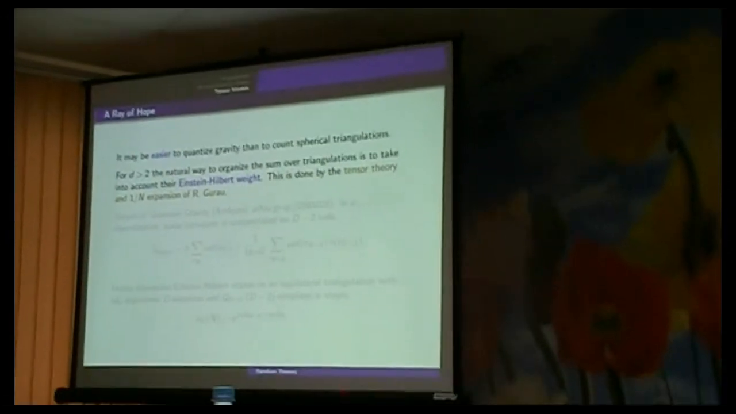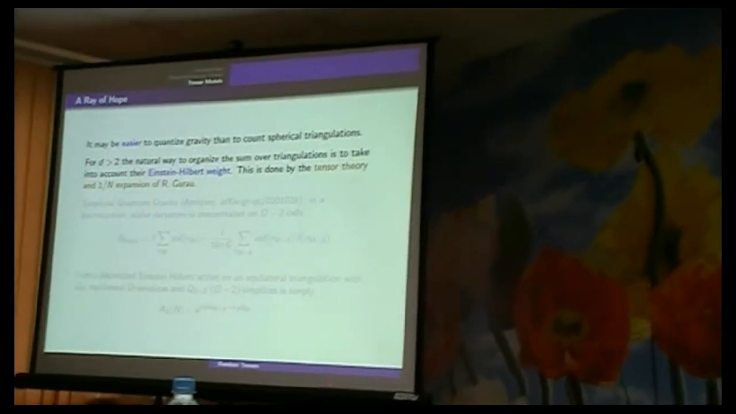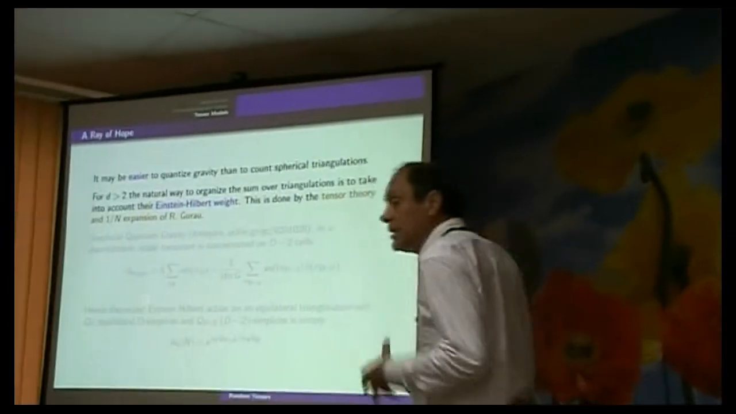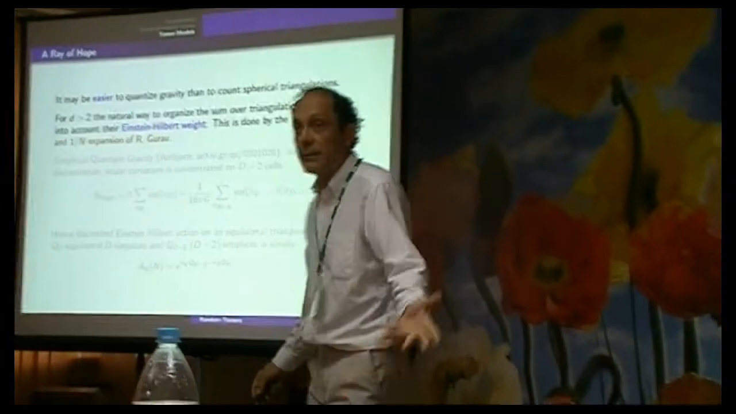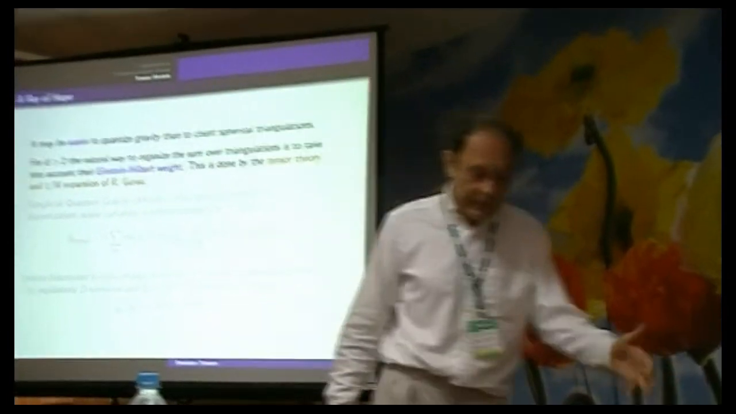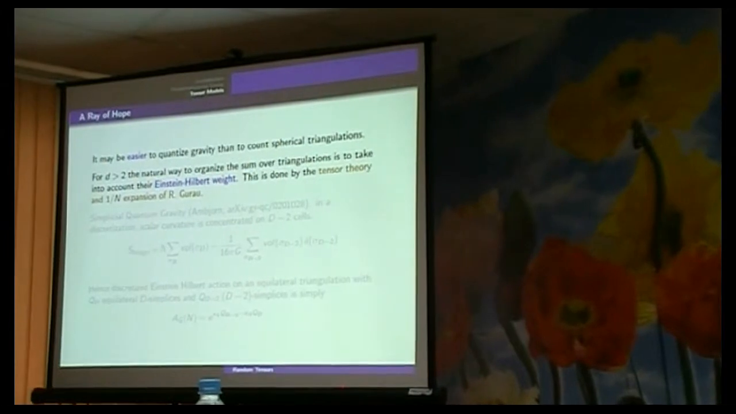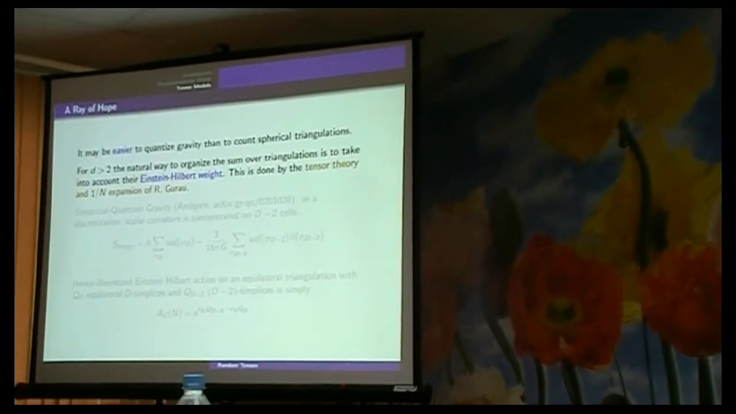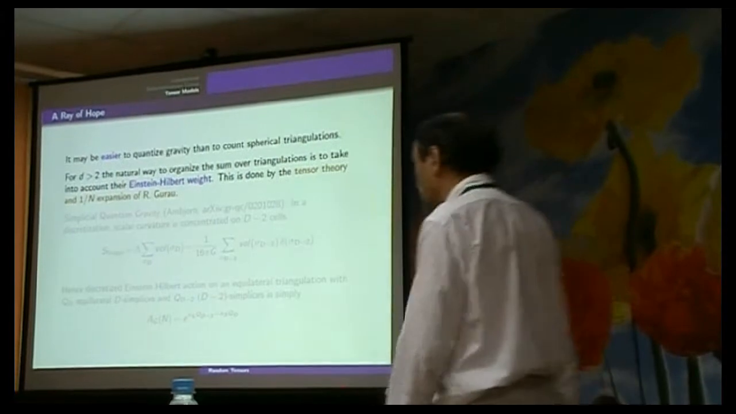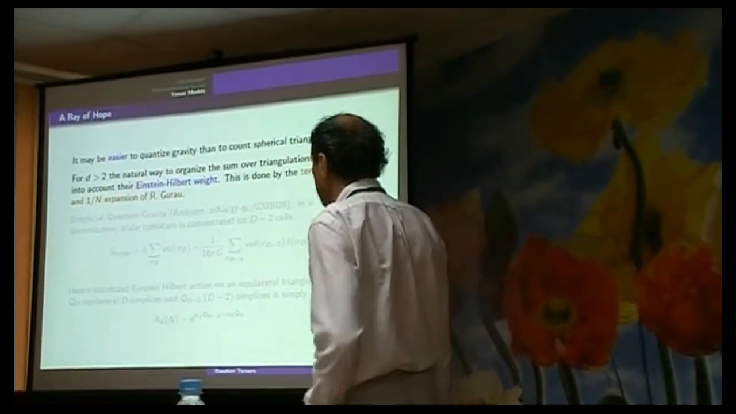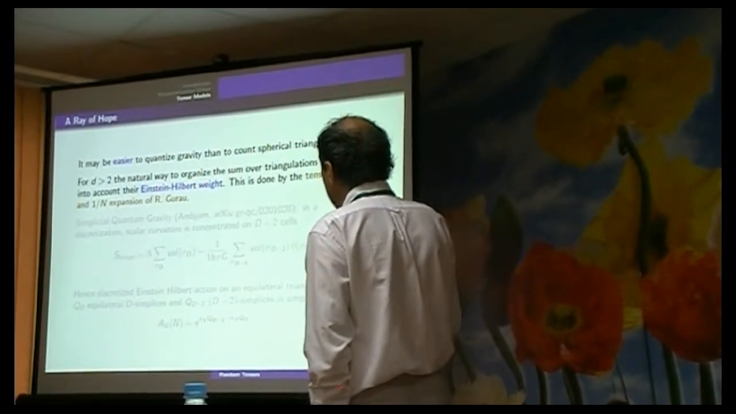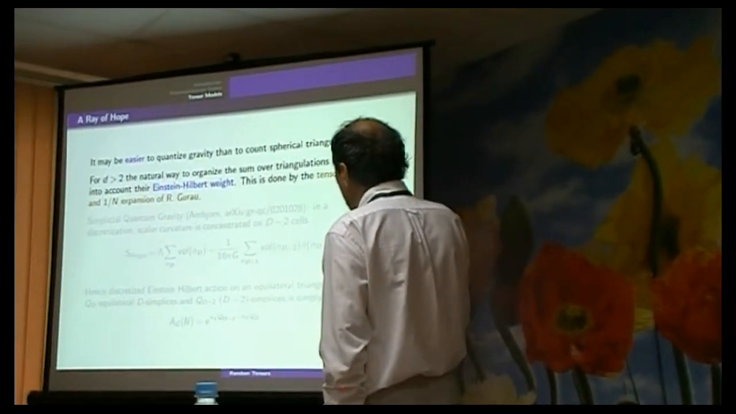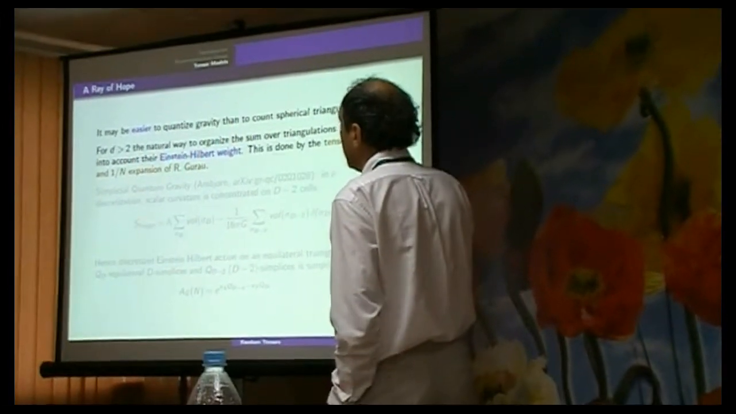The problem is, and perhaps it hampered some progress, that in 2D these are the same thing, because the Einstein-Hilbert weight in 2D is just the number of handles by the Gauss-Bonnet theorem. You know that integrating the curvature on the Riemann surface produces 2 minus 2g, the Euler characteristic, which is exactly a topological value. This is no longer true in higher dimension. And so quantizing gravity is not the same as counting with the same weight all spherical triangulations, but it is the same as pondering them with Einstein-Hilbert weight.